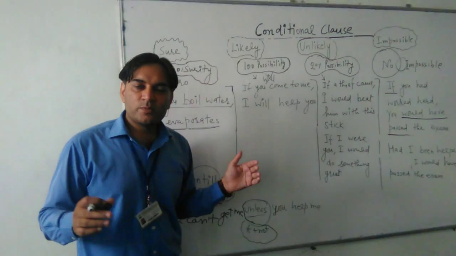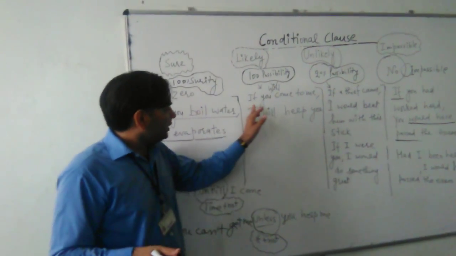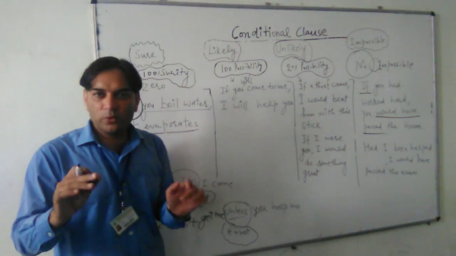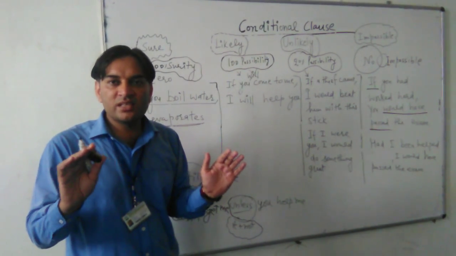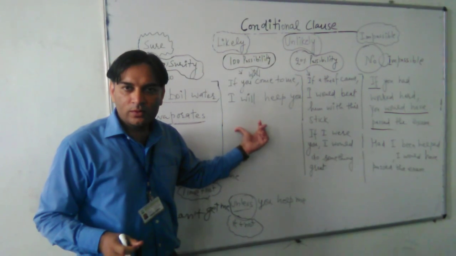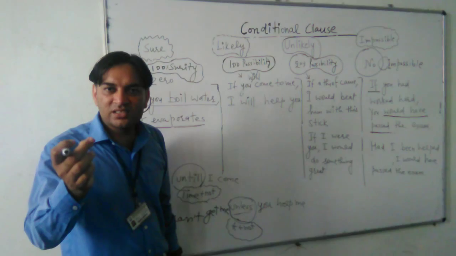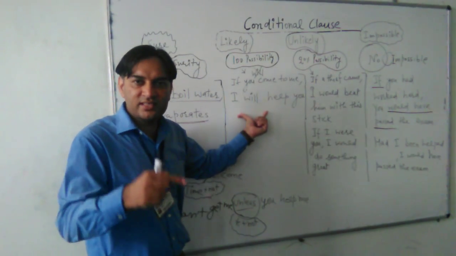Next part is 100% possibility. Like, if you come to me, I'll help you. If you come to me, possibility is there. It could be 90%, but possibility is there. Okay? In 1 or 2%, up to 5%, it may happen that I may not be able to help you, but 100% possibility is there.